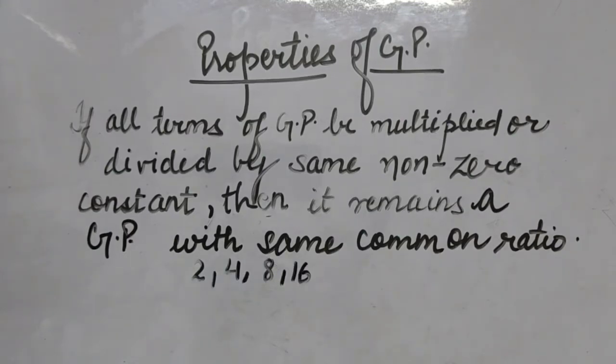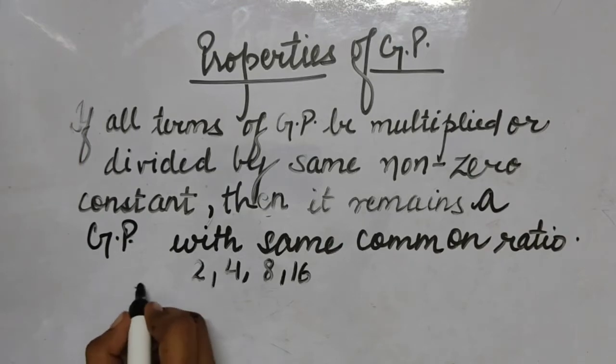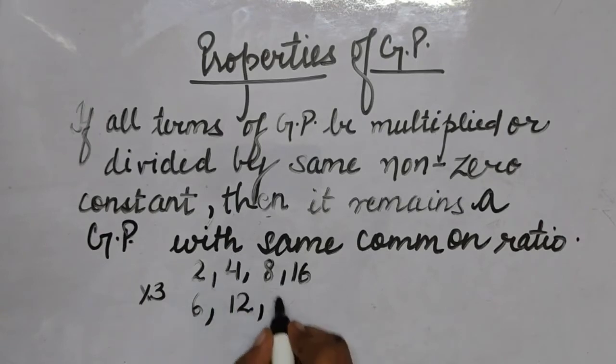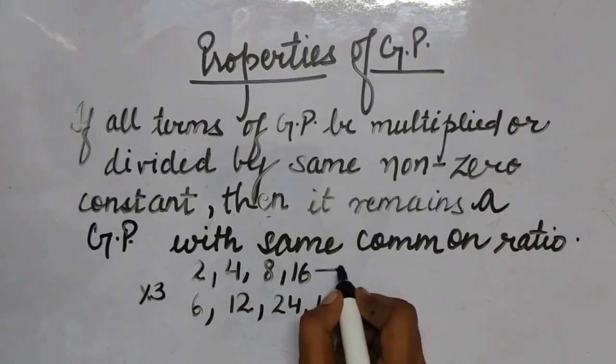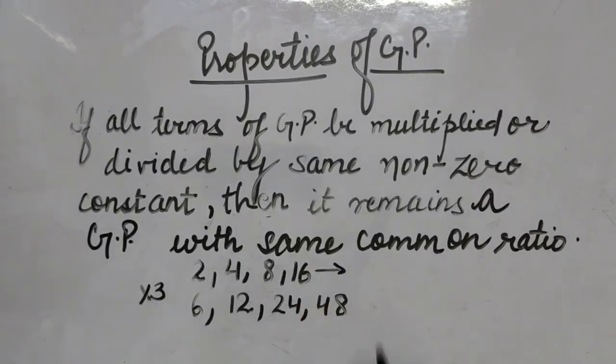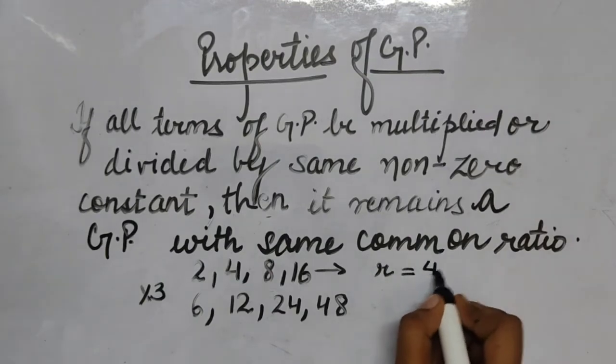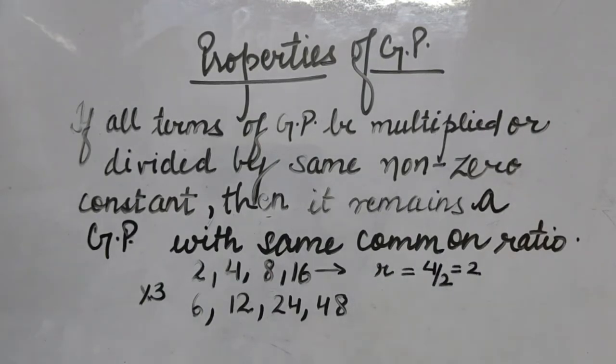Okay. What I am doing here, I will multiply all the terms by 3. I am multiplying here all the terms by 3. What I will get students? 6, 3 4s are 12, 3 8s are 24, 3 16s are 48. So now see here, if we are talking about this one GP, here the common ratio is 4/2 which is equal to 2.